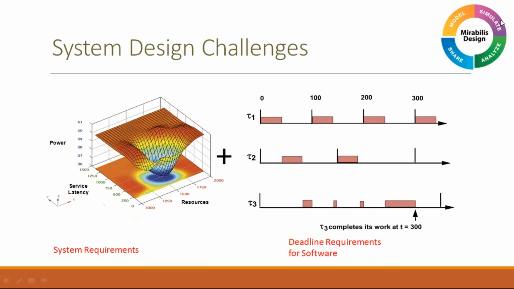And also, if you have any kind of hard real-time applications running on the platform, then you will have to make sure that if you are going with a particular architecture, the timing deadlines for the tasks that I'm running are met and the requirements are met. So these are the kind of problems that you need to consider while architecting a system platform.